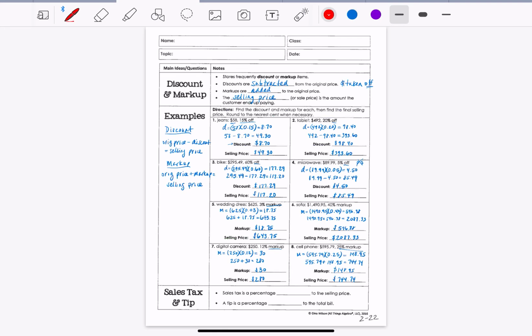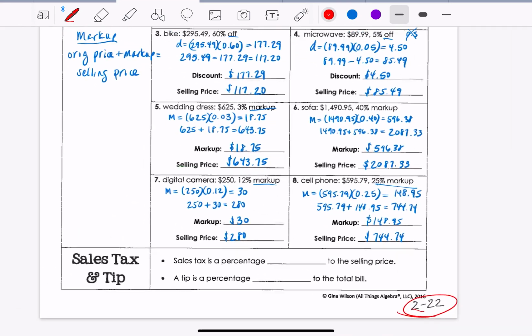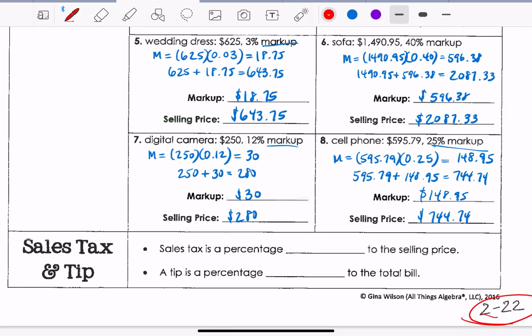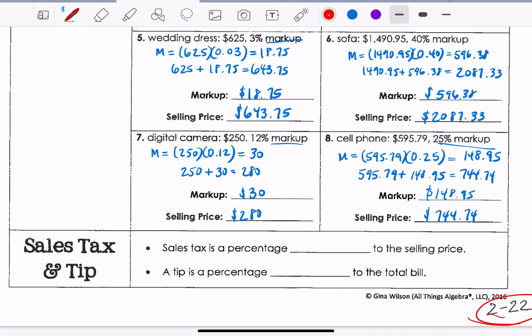Okay, so now we're taking notes on sales tax and tip. We're back on page 222 in our notebook. And let's just fill in these bottom things down here. So sales tax is a percentage added to the selling price.